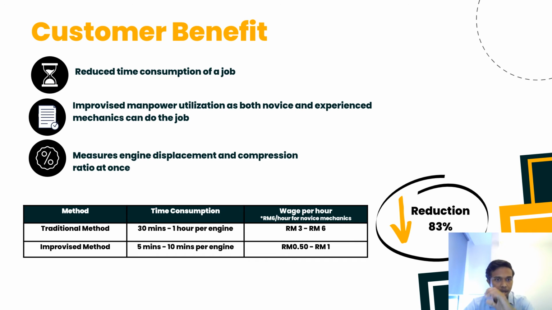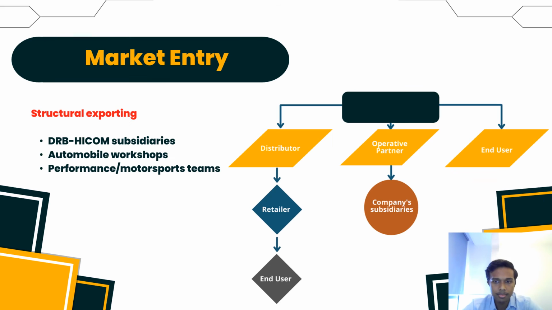So for the comparison of the time taken, for the traditional method, it will take them around 30 minutes to 1 hour per engine, while the improved method, our prototype, will take them around 5 to 10 minutes for a normal 4-cylinder engine. And for the comparison of wage per hour, we will put the standard wage for novice mechanics, and based on our comparison, we get a reduction of as much as 83%.